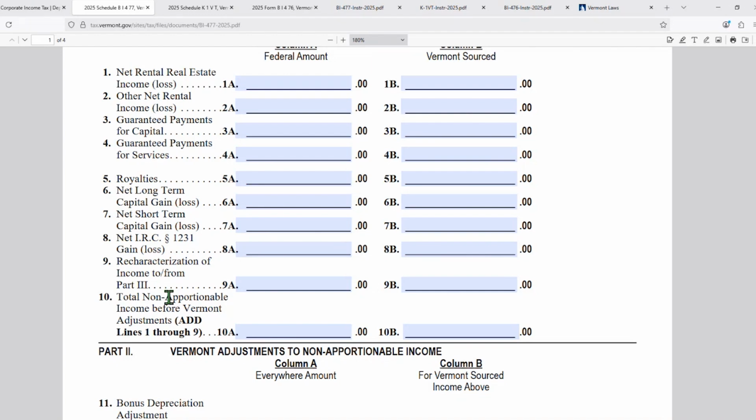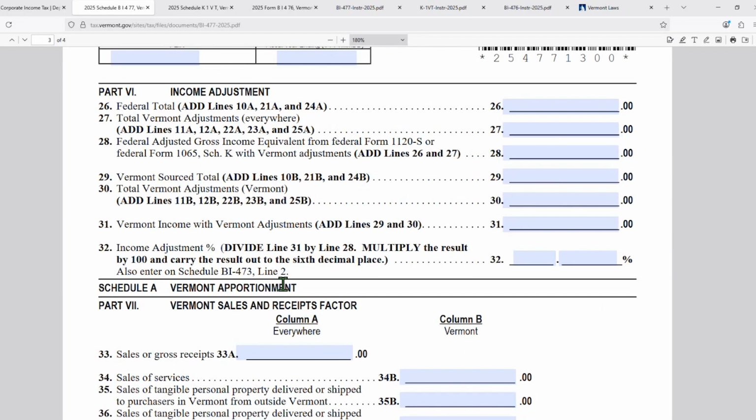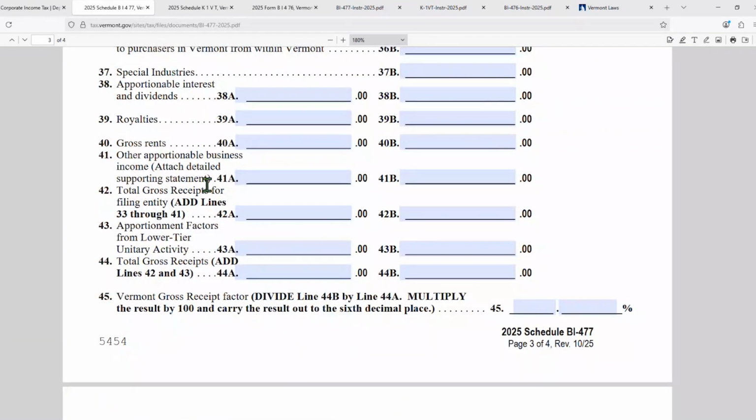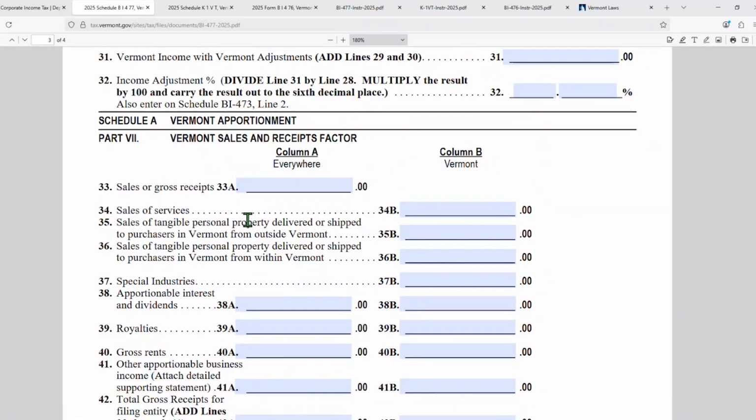Okay. Why would line 40 be completed for gross rents when rents are included in part 1 for non-apportionable income calculation? So let's just table that, because we're going to go through this line by line, and we'll just remember when we get down to line 40 there. And what is line 40? Yeah, line 40 is gross rents. All right, that one's easy, so we will answer.